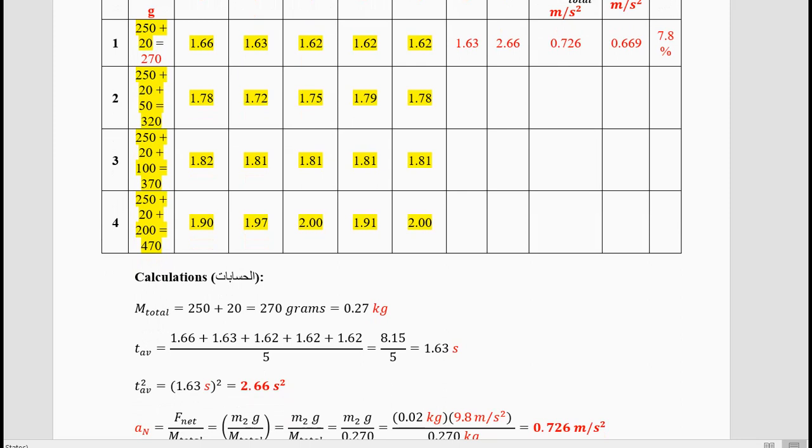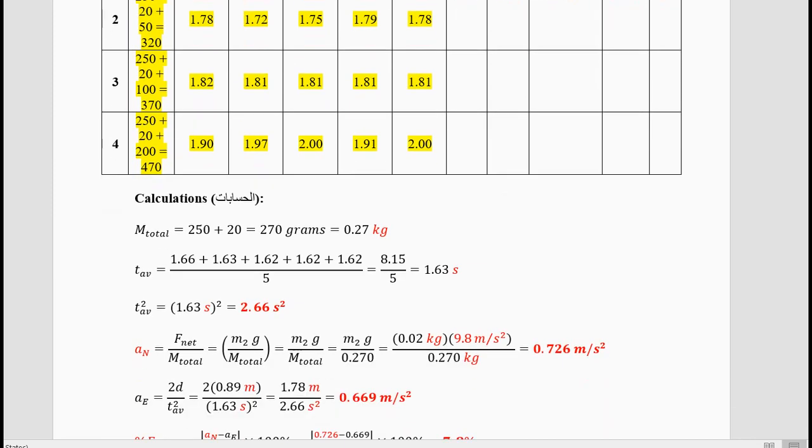Now the total mass is how much? 250 plus 20. You have not added any mass here. So it is 250 plus 20, 270. You will get 270 and divide by 1000. You will get 0.27 kgs. Now T square is 1.63 whole square, you will get 2.66.